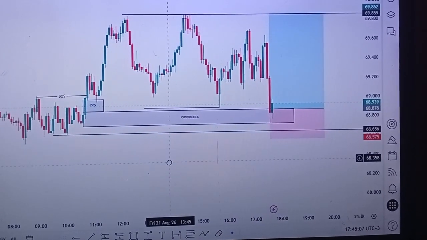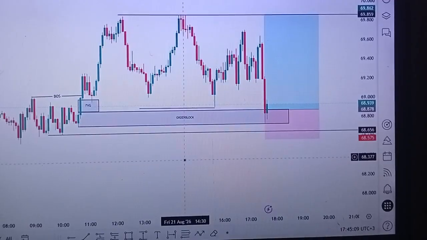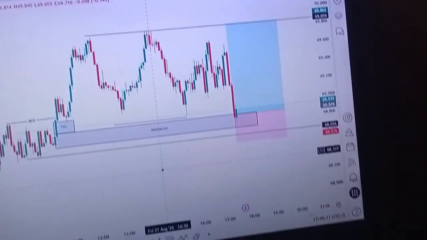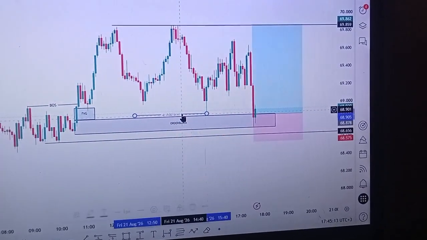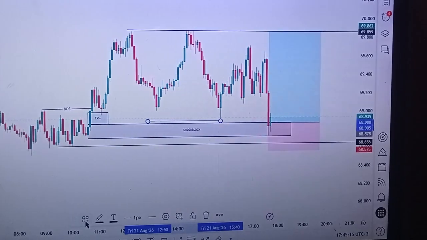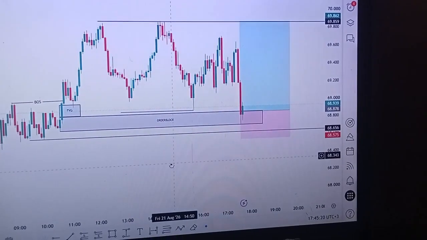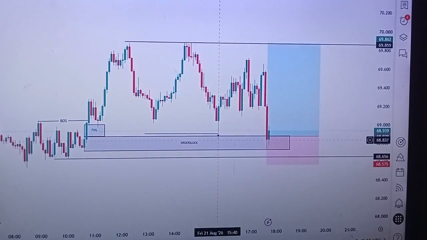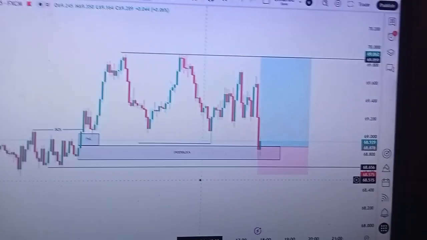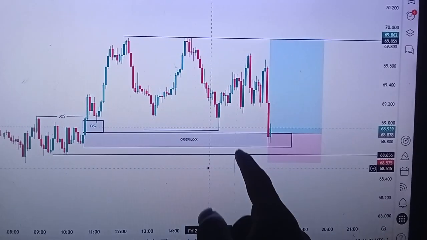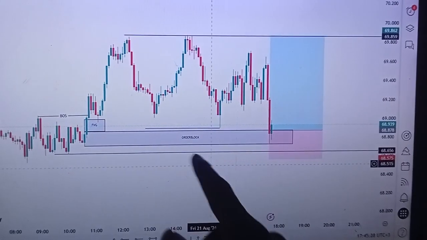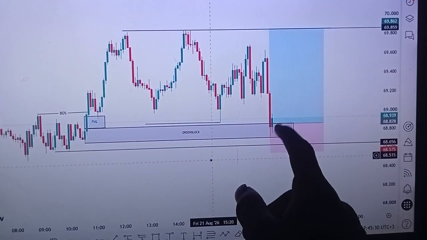Yes, that's liquidity. So wait, what's wrong with the internet? Let me just mark it out. Oh, I think my internet is slow. Yeah, but that is the liquidity that I saw. So this is an APA setup, so I didn't hesitate. When I saw it, I just took the trade from here immediately.